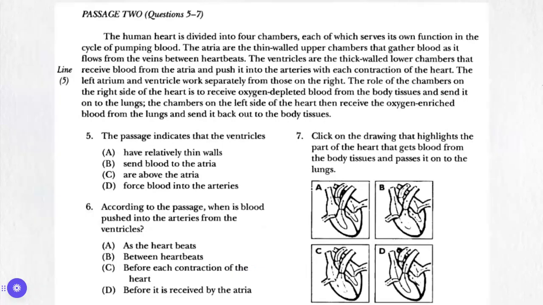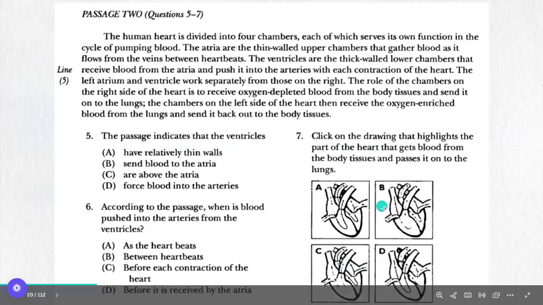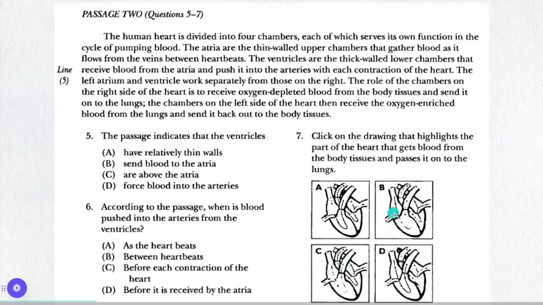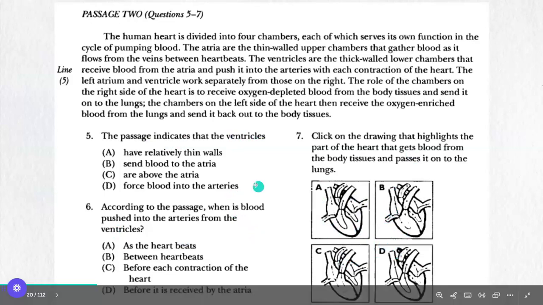Let's look at this one. It says the passage indicates that the ventricles, these are my keywords. According to the passage, when is blood pushed through the arteries from the ventricles, sorry. And number seven, choose the best image. I know that the image, like the scanning, is not the best. So if you have a hard time on this one, don't answer it. Just focus on these two.